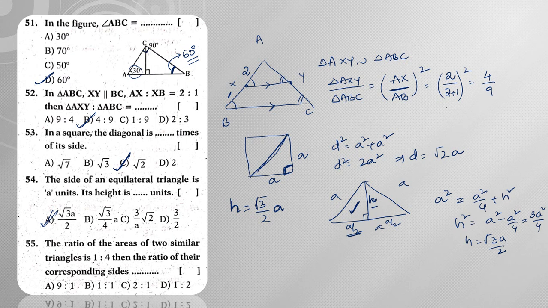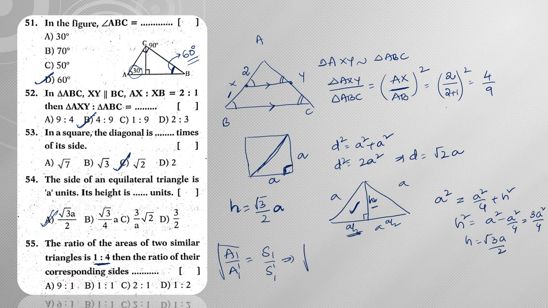Next, the ratio of areas of two similar triangles is 1 is to 4. That means A1 by A1 dash is equal to 1 by 4. Now, the ratio of their corresponding sides? We already know the formula. A1 by A1 dash is equal to side 1 squared by side 1 dash squared. So I can take this under root, this A1 by A1 dash under root, which will be equal to S1 by S1 dash.